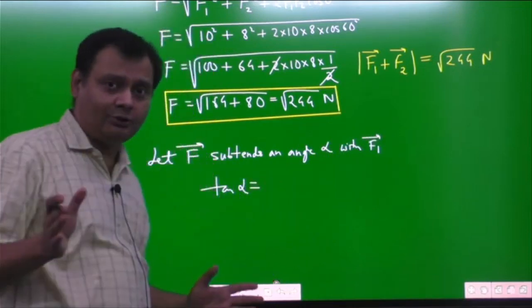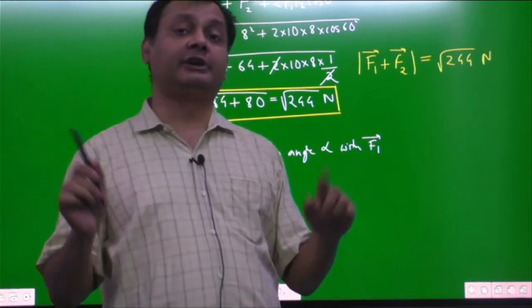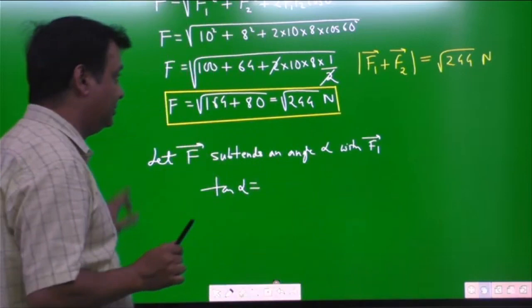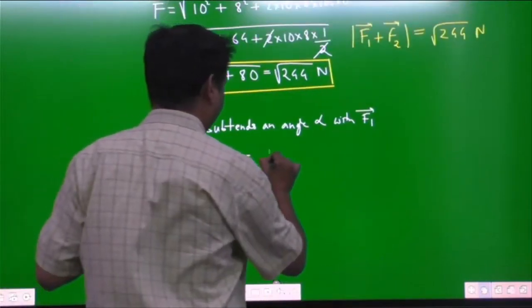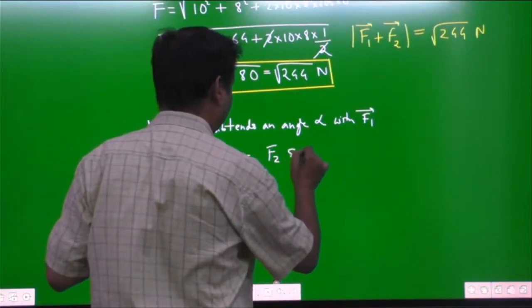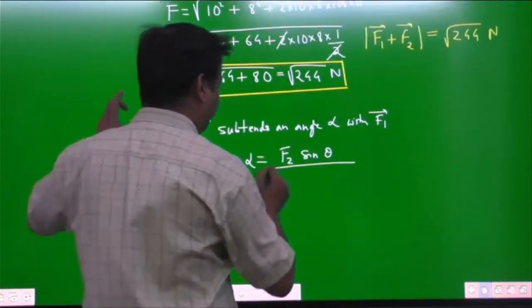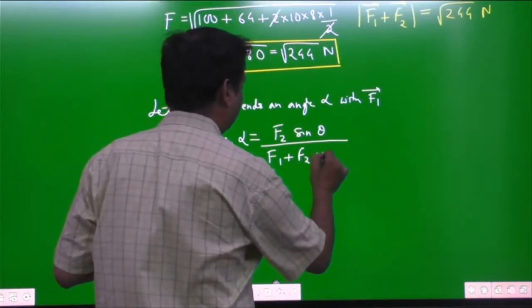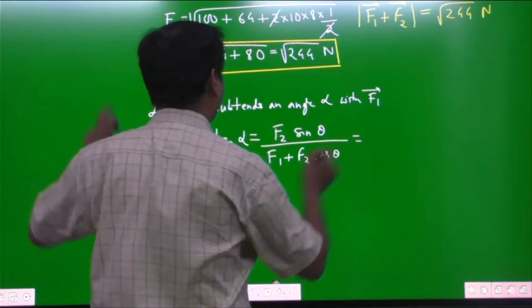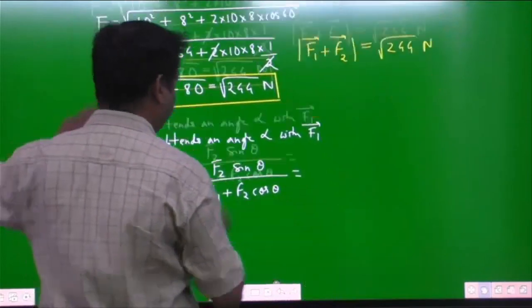In the triangle law, tan alpha was B sine theta divided by A plus B cos theta. In this case, what is in place of B? F2. So F2 sine theta divided by A. What is in place of A? F1 plus F2 cos theta. So what is F2? How much? So F2 is 8, F1 is 10.